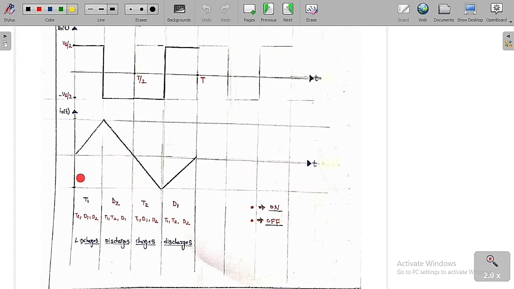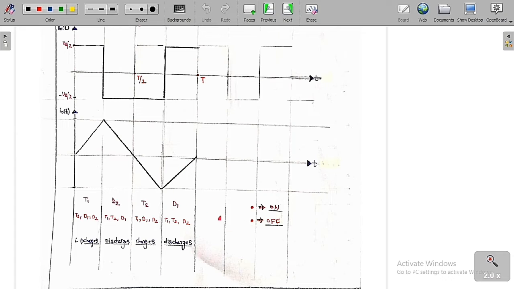I have already told you, in the first case T1 is conducting, which means everything else is off, so the current is charging. In the second case D2 is on, so the remaining switches are off, and the inductor is now discharging. Similarly, when T2 is on, the remaining switches are off, so L is charging in the reverse direction. In this case D1 is conducting, so the remaining switches are off, and the inductor is now discharging.